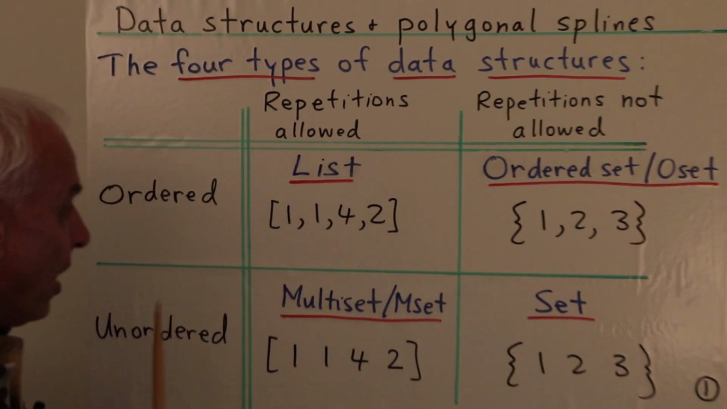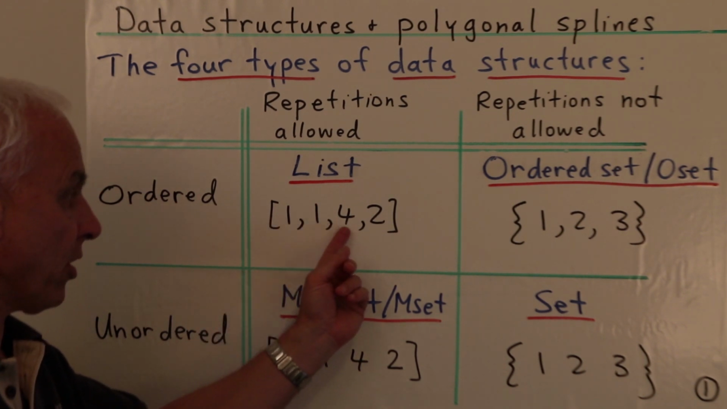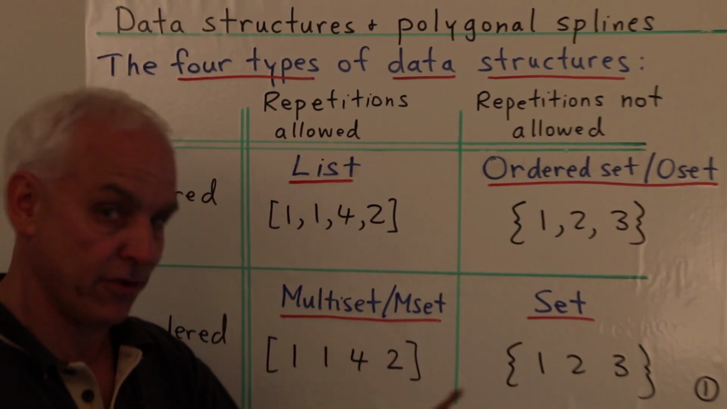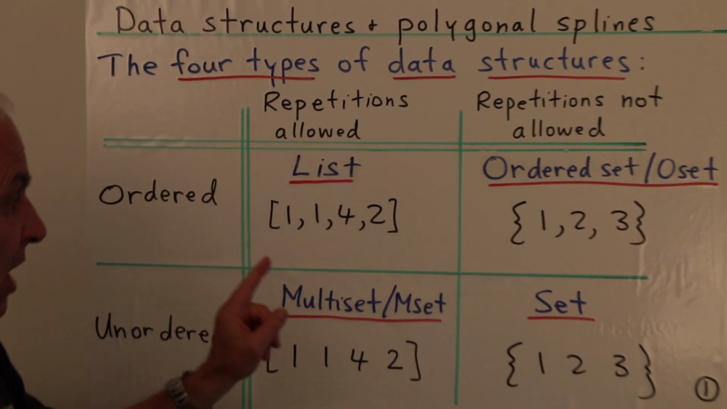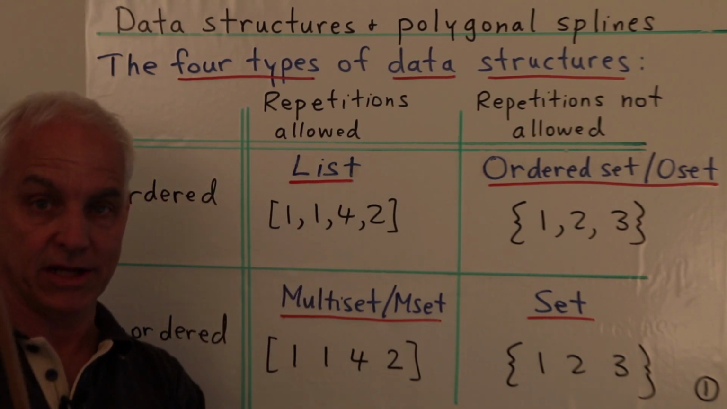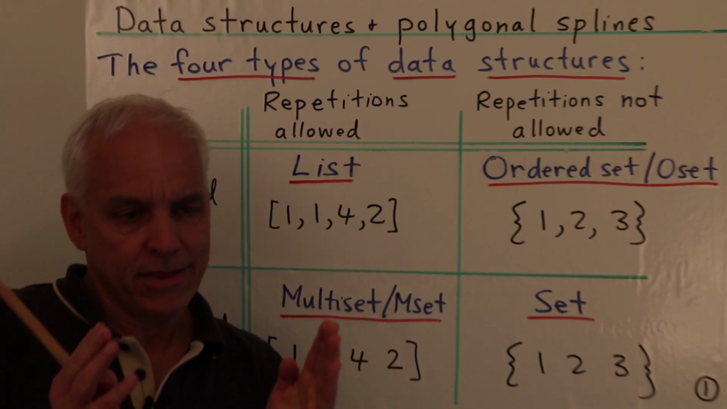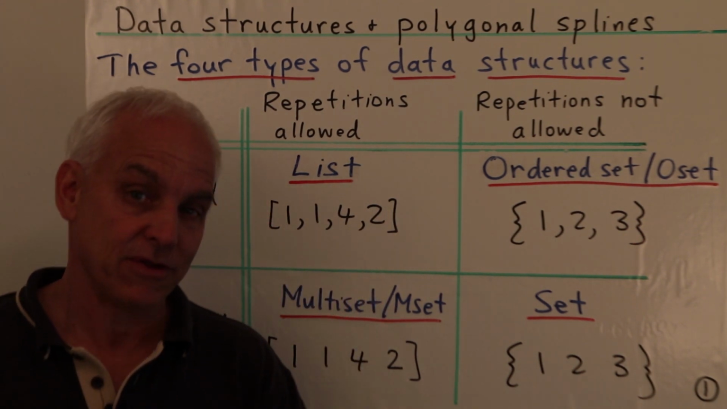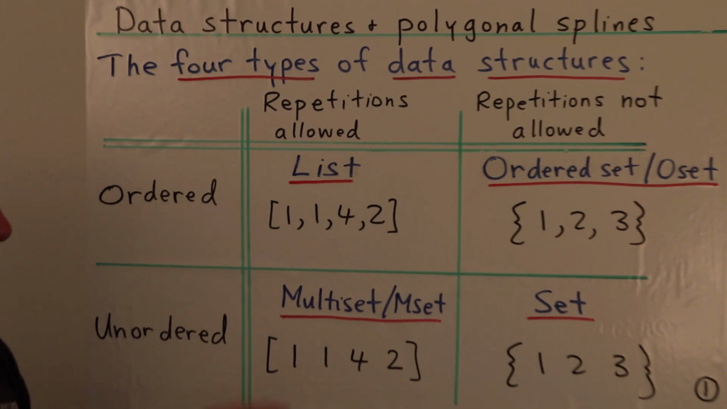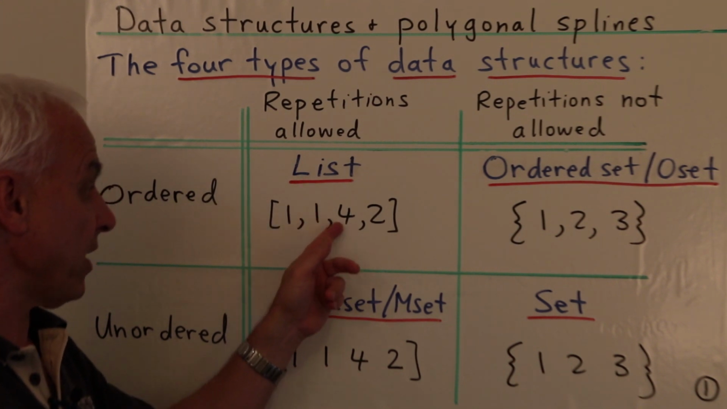So the first one on the list is the list, which is a data structure that's ordered. In other words, the elements are occurring in a particular order. There's a first one, there's a second one, there's a third one, and so on. And repetitions are allowed. We are allowed to have more than one occurrence of an element in a list. So here's an example of a list. It's characterized by the brackets that we use and the fact that we're using commas. The square brackets alert us to the fact that repetitions are allowed, and the commas alert us to the fact that things are ordered. We have a first one, and then a second one, and then a third one, and then a fourth one.